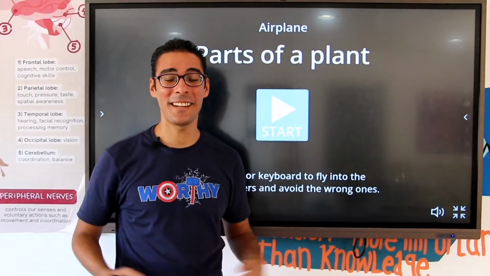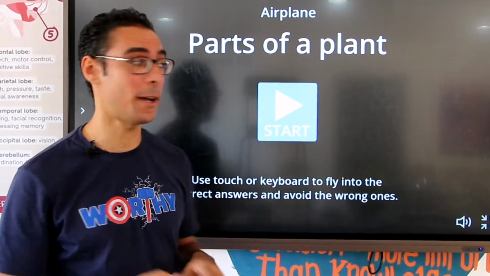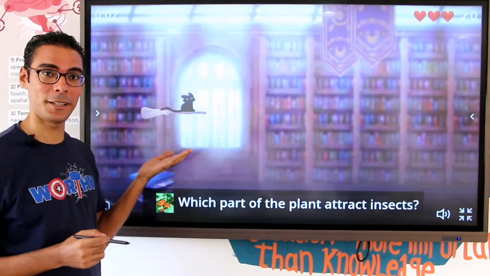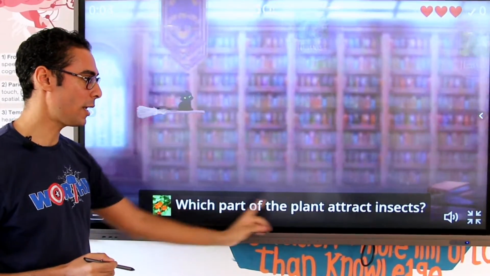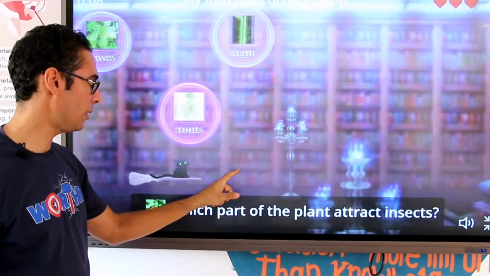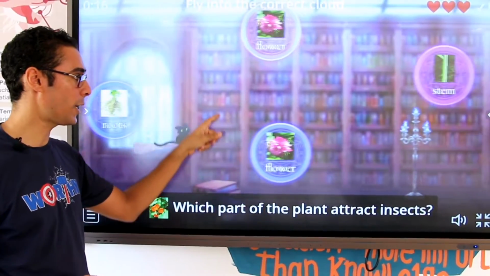The next challenge that I have for you is really interesting. This is one of my favorite games. Let's check it out. It's a magic library. You have to direct the witch here, our little witch, to the correct answer of these questions by moving up and down like that. So let's read the question first, then try to find the correct answer.